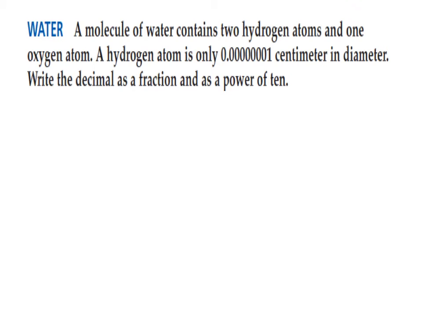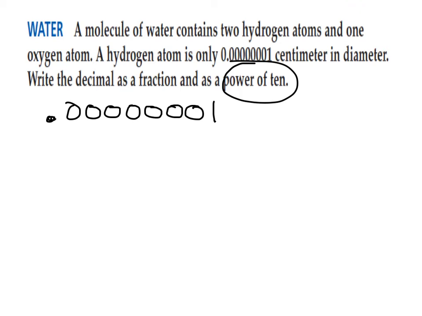Here it is. A molecule of water contains 2 hydrogen atoms and 1 oxygen atom. A hydrogen atom is only 0.00000001 centimeter in diameter. Write the decimal as a fraction and as a power of 10. Okay, let's deal with this one at a time. Let's do power of 10, what we learned in the previous slide. Power of 10 means that my answer is going to have a base of 10. I'm going to count how many decimal places it takes to make this a whole number. 1, 2, 3, 4, 5, 6, 7, 8. So my exponent is 8.